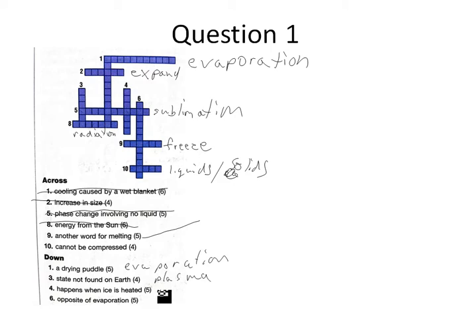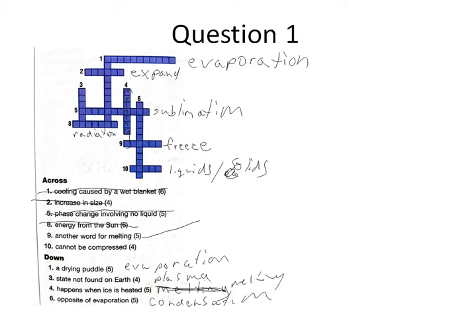Number 5. Opposite of evaporate is condensation. So number 5 happens when ice is heated, and that's number 4. M-E-L-T-I-N-G, melting.